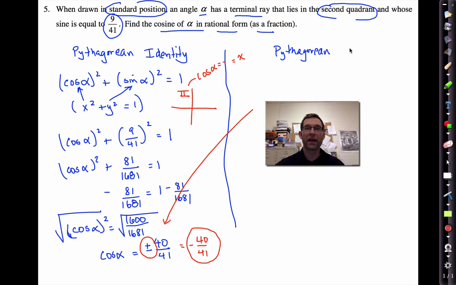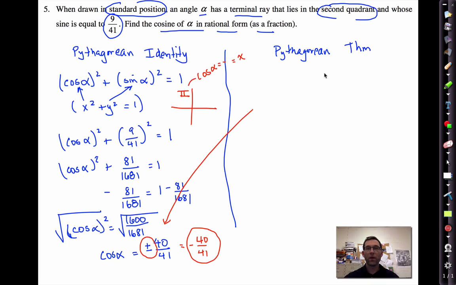Now I'm going to use the Pythagorean theorem. What I'm going to do is draw a little right triangle. Okay? I'm going to just label this angle alpha. You could also label that one, but let's make it easy on ourselves. Now what do I know?